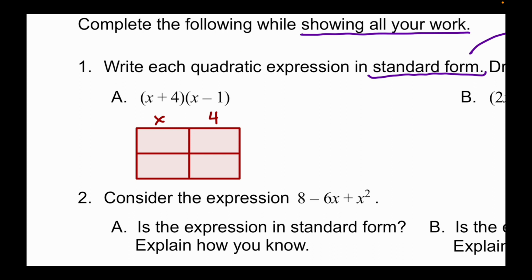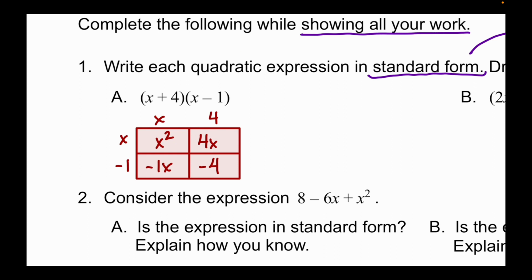When I use a box diagram and I have a minus, like x minus 1, we're going to keep that minus or that negative with the number. So now I can multiply it like normal. x times x will give me x squared. The top right box will be x times 4, so that's going to be 4x. My bottom left box is going to be negative 1 times x, so negative 1x. And then the bottom right box will be negative 4, because negative 1 times 4.